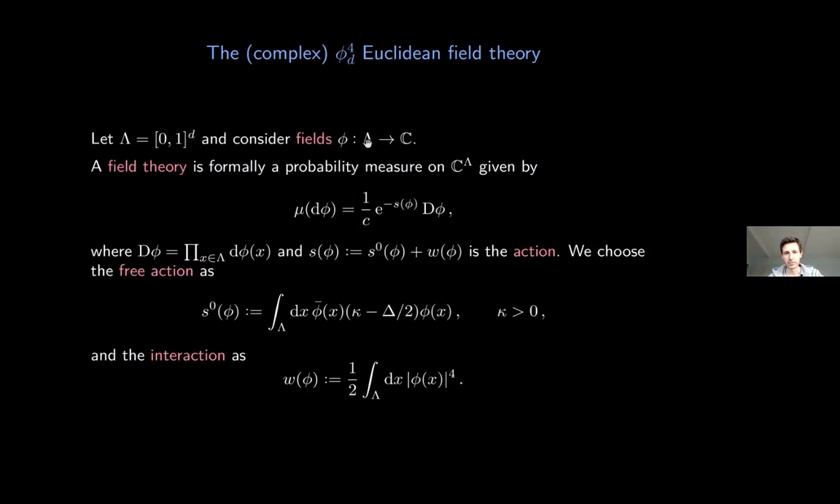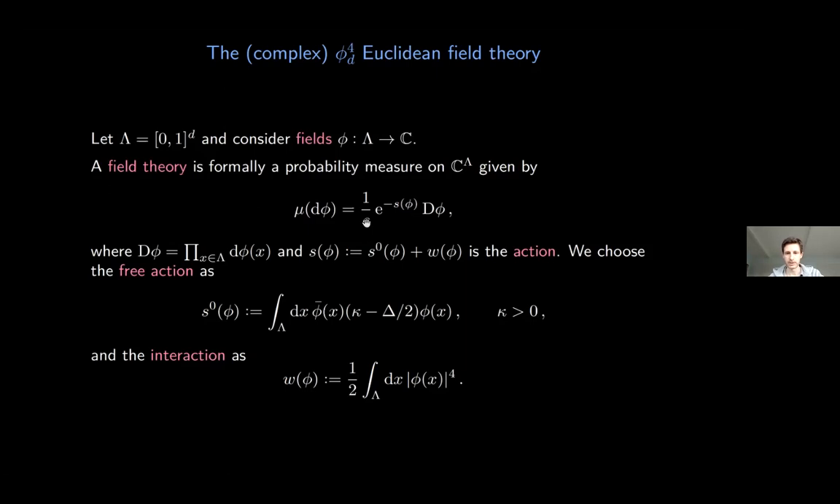So my fields will be complex valued. That's why I added this complex here. And formally, what you would like to do is to construct a probability measure of the following form. You take an action, S of phi, which I will define in a minute, and you define the Gibbs measure associated with this action, S of phi. To simplify notation, let's set the temperature to be 1. You could absorb it into the action if you wish.